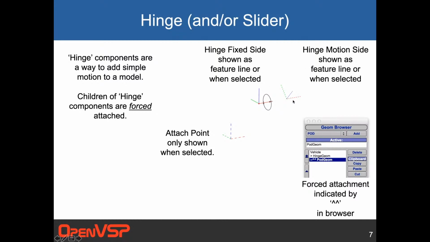And you'll notice in this, the attachment point is this long dashed line. The hinge fixed side is a solid line. And then the short dashed line is actually the motion side of the hinge in its moved point.